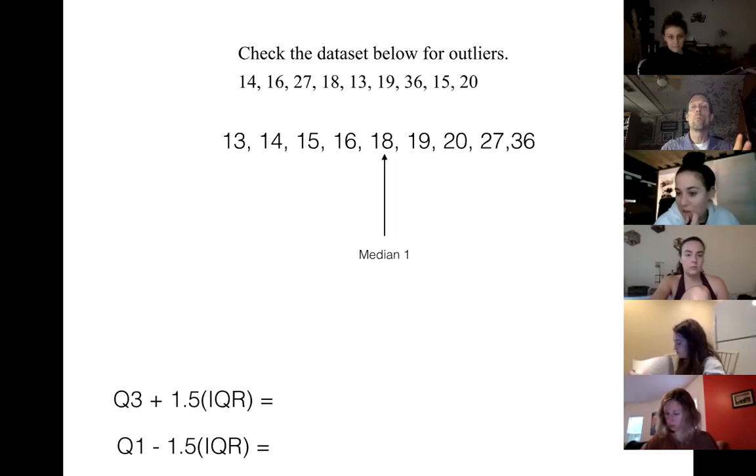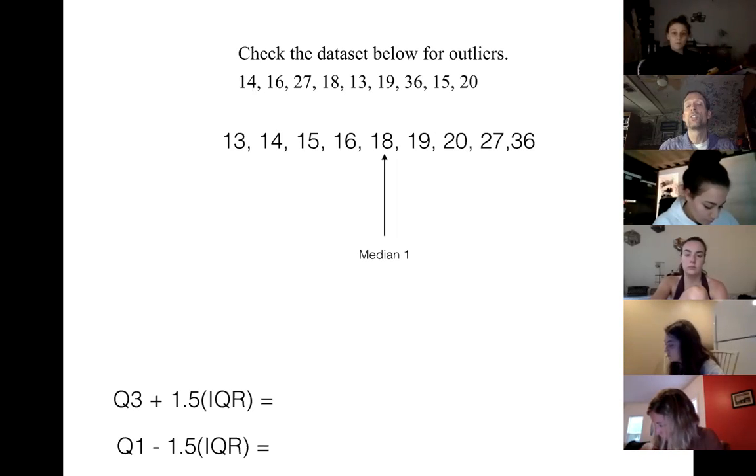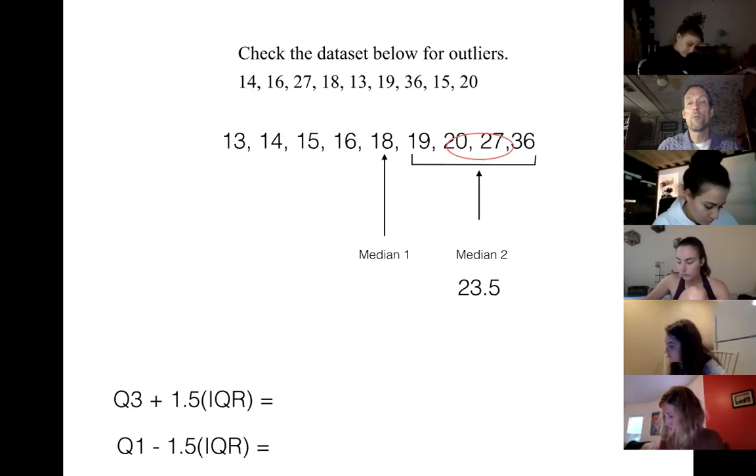Something like that. Okay, so what he's done is he said, let me count up how many numbers are greater than that median. There's 19, 20, 27, and 36. That's an even number, so that means we're going to have to average the middle 2 numbers to get our second median. And we'll write down that that's 23 and a half. Questions so far, anybody?